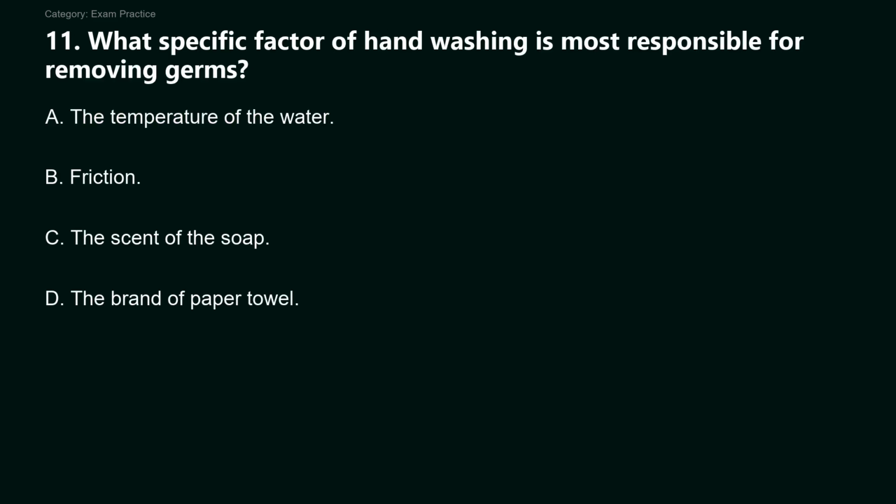Question 11. What specific factor of hand washing is most responsible for removing germs? Option A. The temperature of the water. Option B. Friction. Option C. The scent of the soap. Option D. The brand of paper towel.